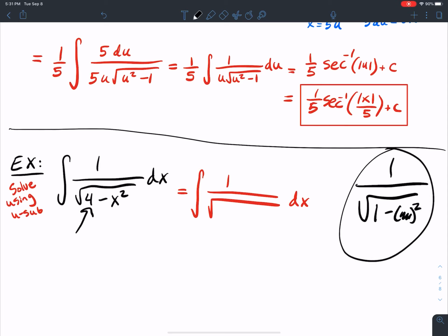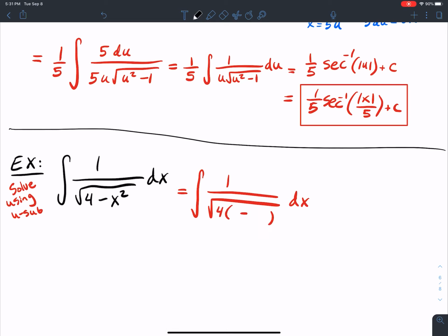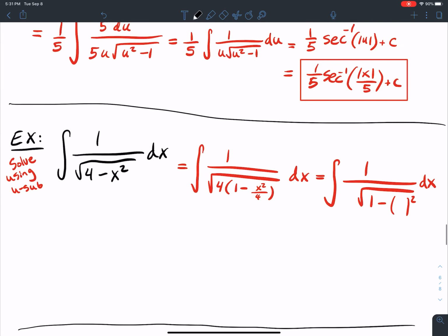In order to do that, I need to get rid of that 4. So I'm going to factor a 4 out of that. And if I factor a 4 out of 4, I get 1. I factor a 4 out of x squared, I get x squared over 4. So now I want to simplify. I need to rewrite x squared over 4 as something squared like I have here. So that's x over 2. That's my u now. My new u is x over 2.